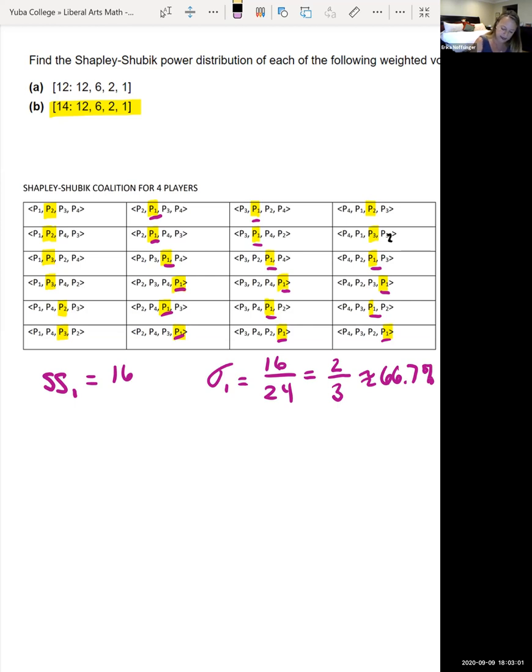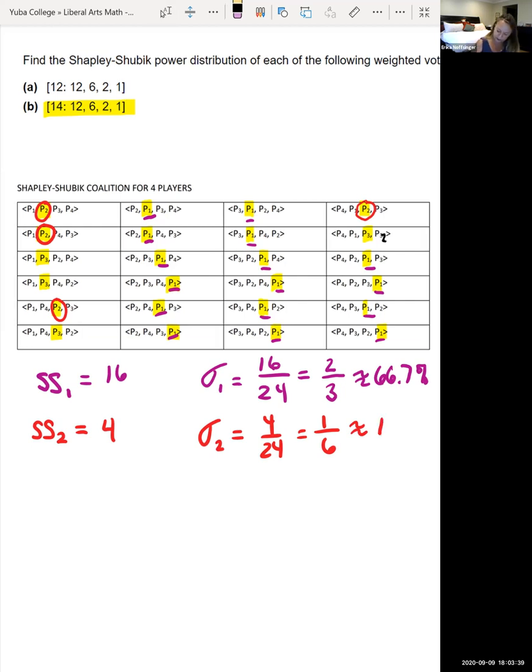The Shapley Shubik index for player 2. Well, first count how many times they're a pivotal player. So player 2 has 1, 2, 3, 4. So their Shapley Shubik index is 4 out of 24. That reduces to 1/6, which is approximately 16.7%.